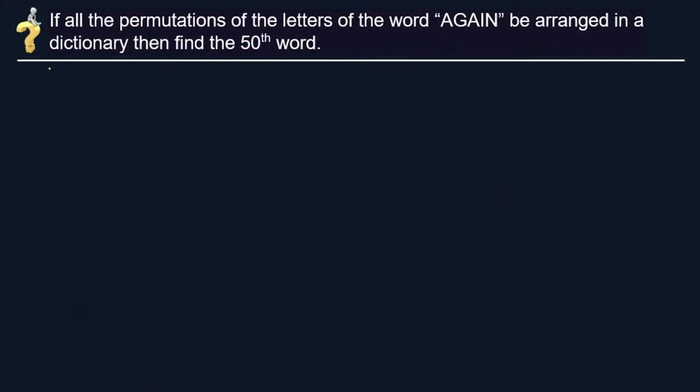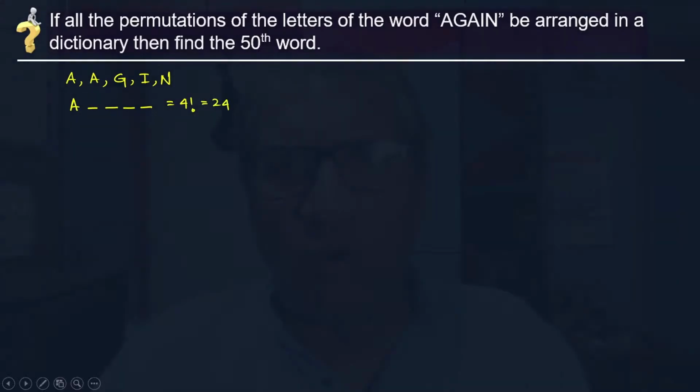Okay, so let me write again first alphabetically. It's first A, A, G, then I, then N. Okay? Now, the word that will start with A, because alphabetically it will start with A. Now we are having 4 places and 4 alphabets. So they can arrange among themselves in factorial 4 different ways. So that is coming to 24 words.